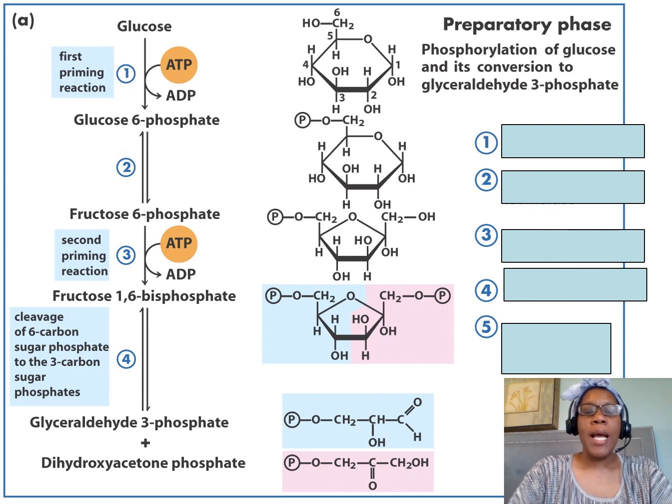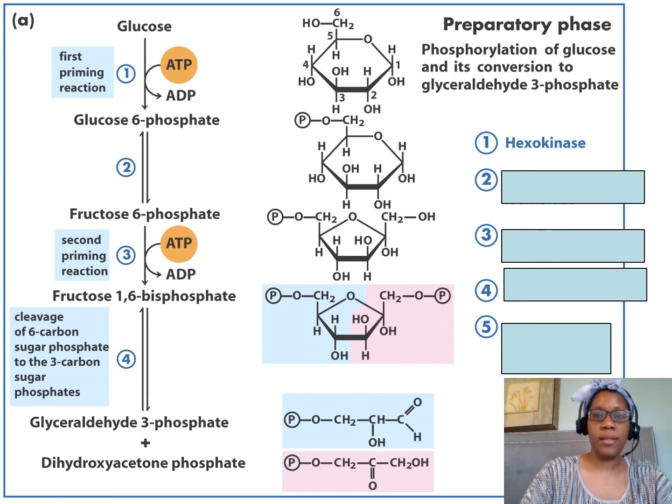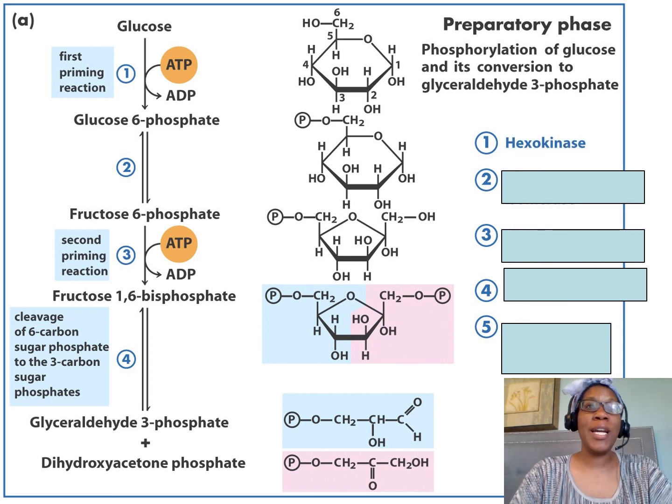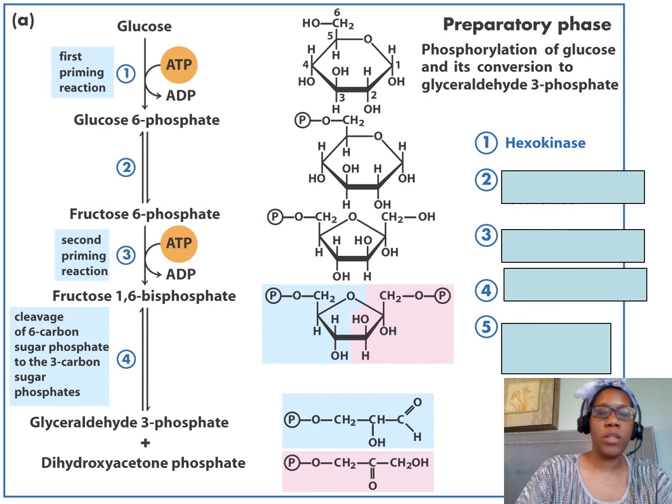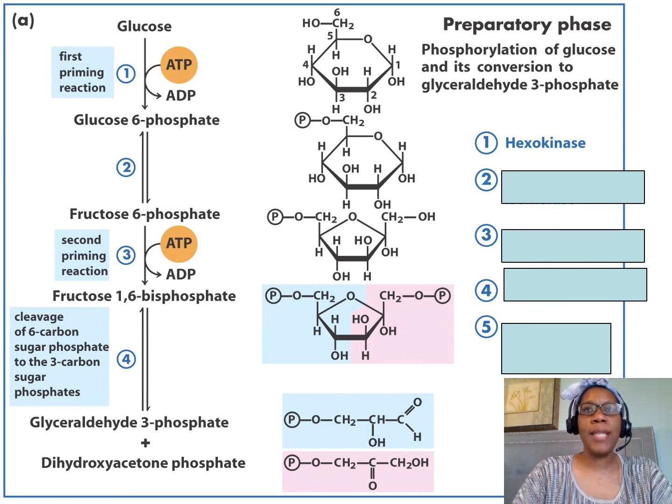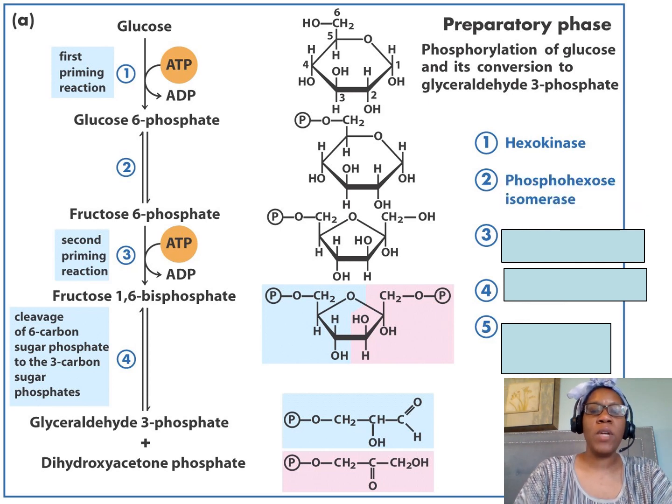But anyway, I know that the first enzyme is hexokinase. Good. So it's a kinase, so I know that it's going to take a phosphate from ATP and add it onto my substrate. So I'm going to get G6P. So here we are, G6P. I know the second enzyme is an isomerase, phosphohexose isomerase. So we're going to create F6P from G6P.